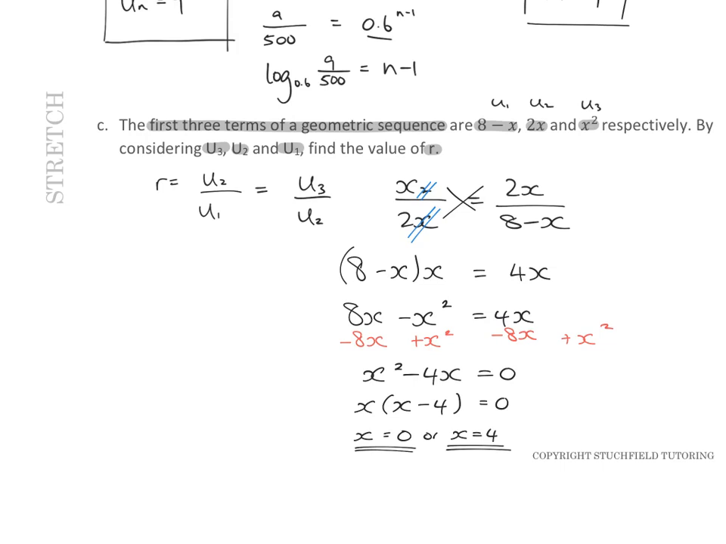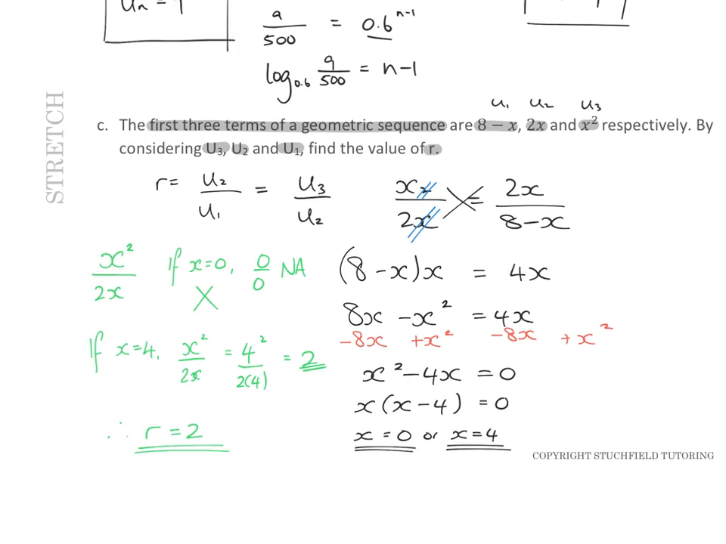Okay, and now we want to check these. So x squared over 2x, if x equals 0, it's 0 over 0, which is not possible. So if x equals 4, x squared over 2x, r equals 2. And as we said, I'm just going to sub it into this other one just to check. So that is my answer.